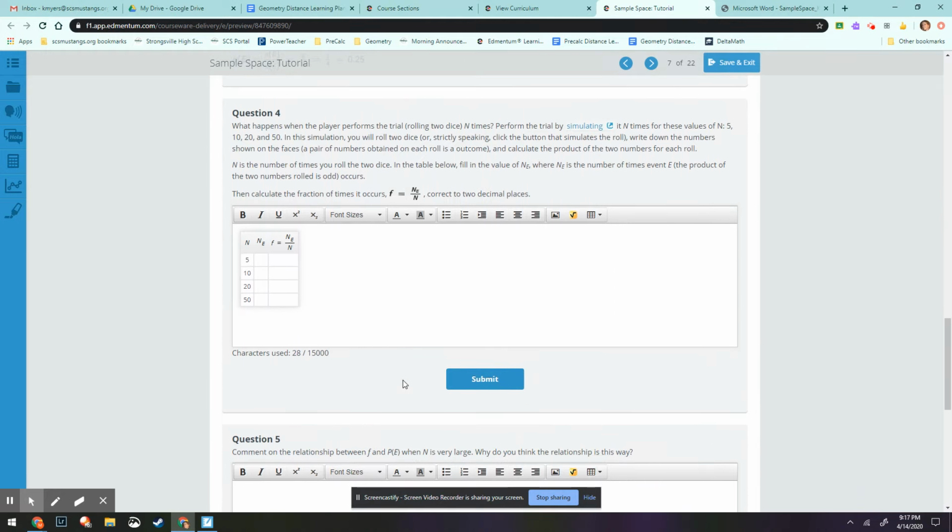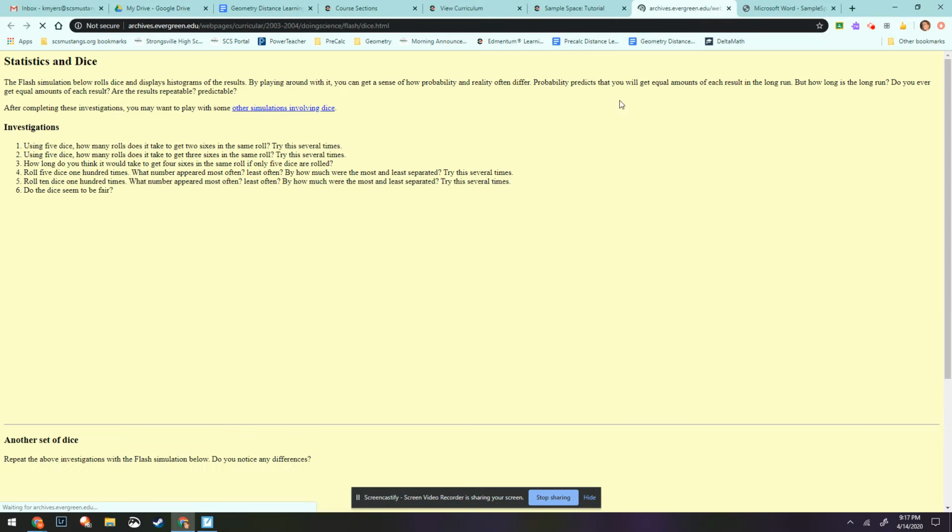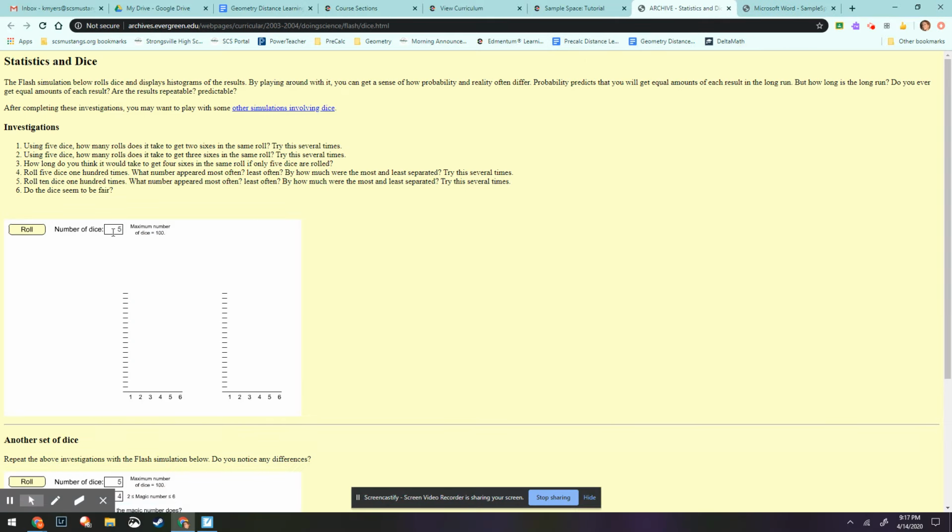On this fourth question, it says what happens when the player performs this trial 2 times. So we can look at this. There's a simulation. And so you can pick how many dice you want to roll. I want to roll 2, and it'll simulate it. And so here I have a 4 and a 6. Those multiply to an even, not an odd. So we could say, okay, we tried it once, but we did not get an odd.